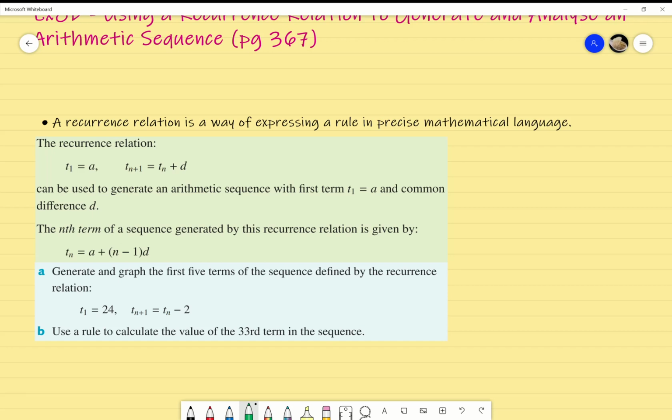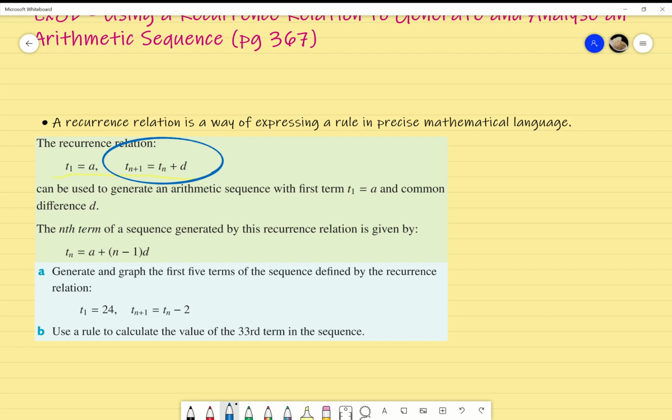So the recurrence relation written up here is the most important part: T1 equals A, Tn plus 1 equals Tn plus D. All that's saying is T1 equals A, the first term is whatever the first term is, and you substitute that in. So if the first term is 6, you would write T1 equals 6. And this next part is the most important aspect. Tn plus 1 is just the next term. If n was 5, then Tn plus 1 will be T6. So therefore, it would be the next term.